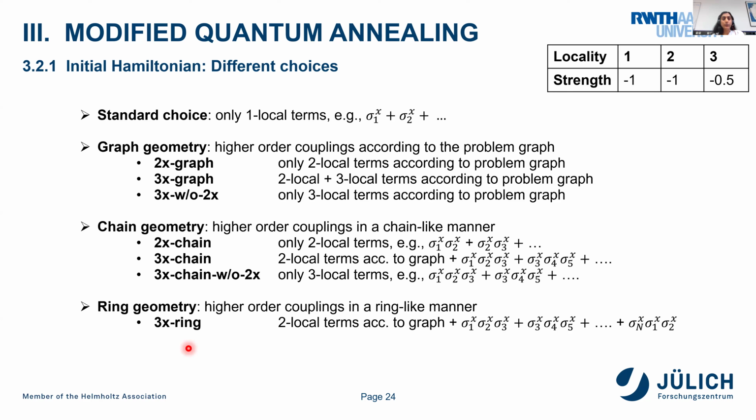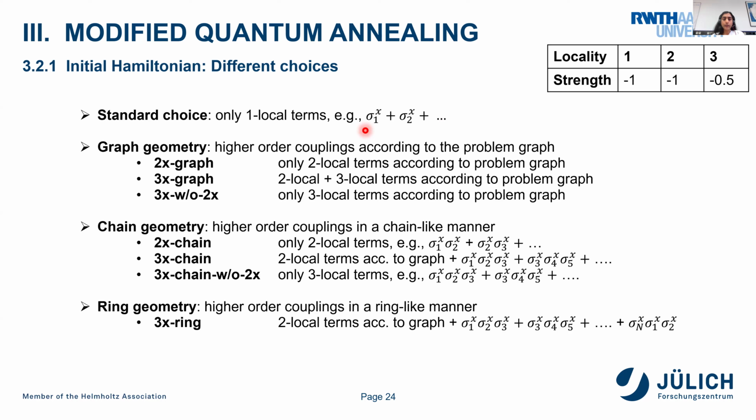Okay, so with this, I come to the second modification, and this is the introduction of higher order couplings to the initial Hamiltonian. As a standard choice for the initial Hamiltonian, we have this transverse Hamiltonian with just one local term. Then we wanted to understand what happens if we introduce some higher order couplings, for example, 2 local or 3 local couplings with different strengths and different geometries to the initial Hamiltonian.